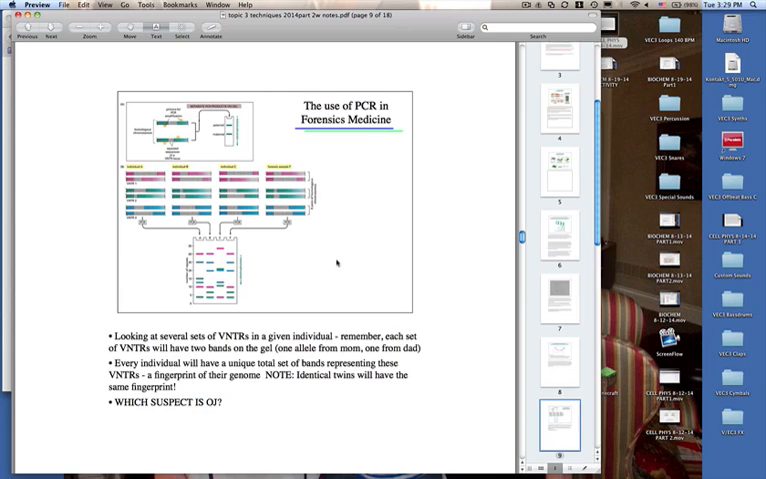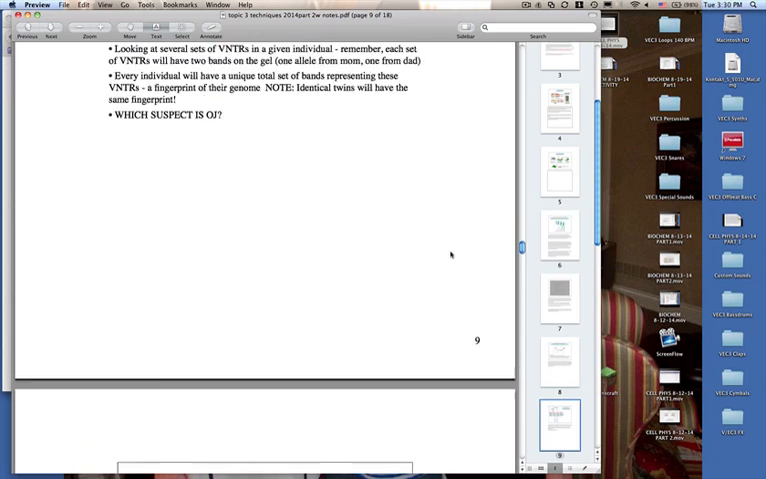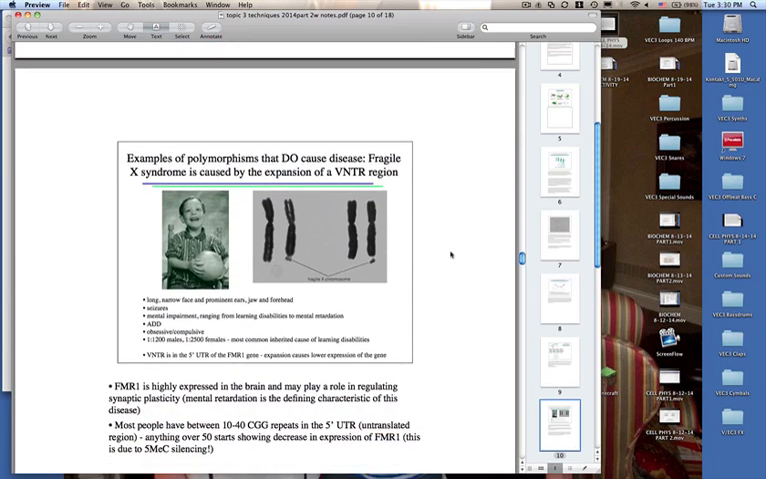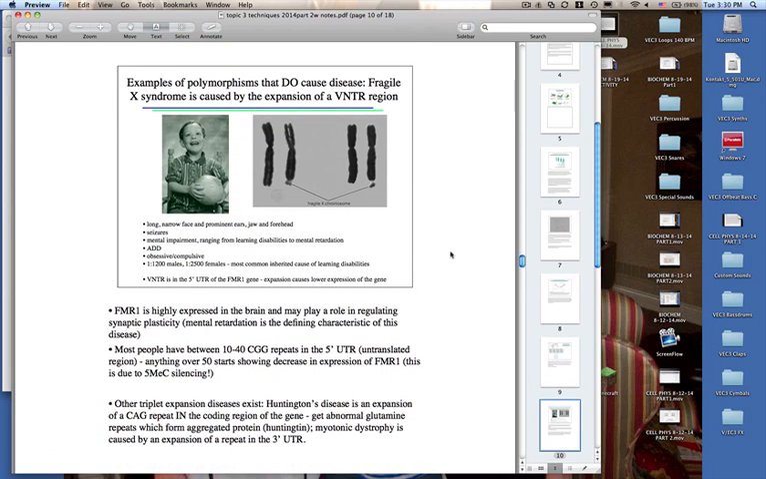Each person's going to have an identity fingerprint of this type of polymorphic regions. Okay, good. So I want to spend just a couple of minutes on some very, very important VNTRs that we know actually cause diseases.